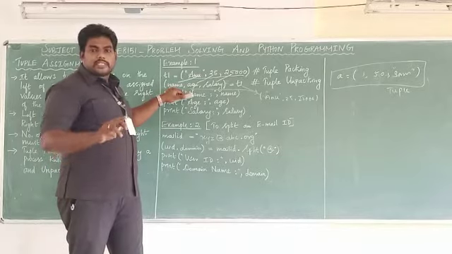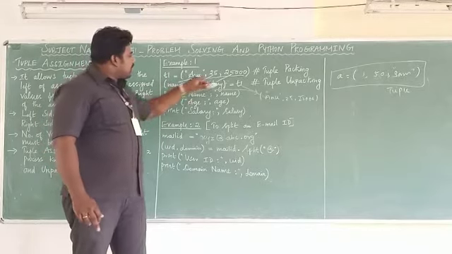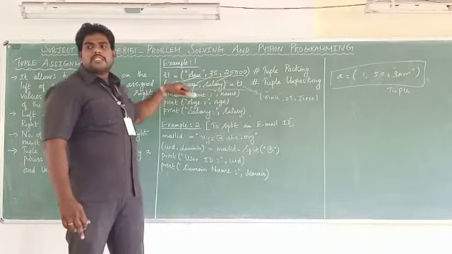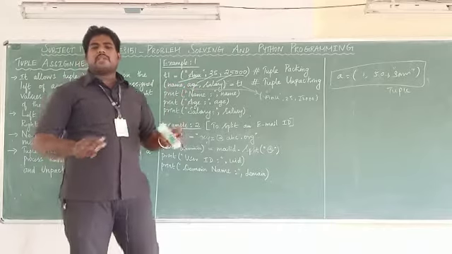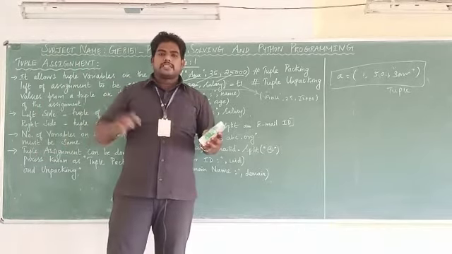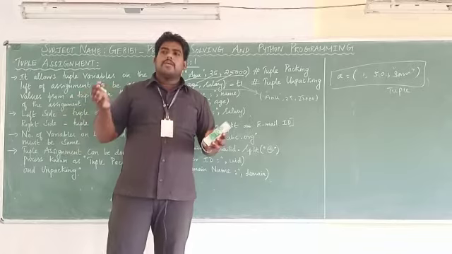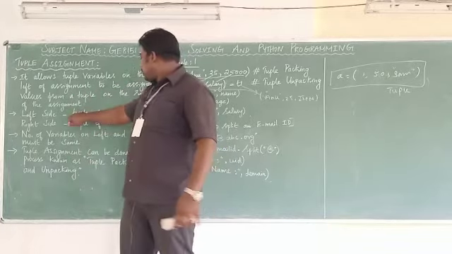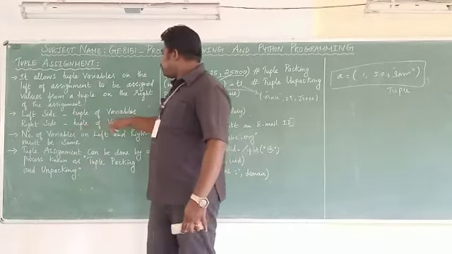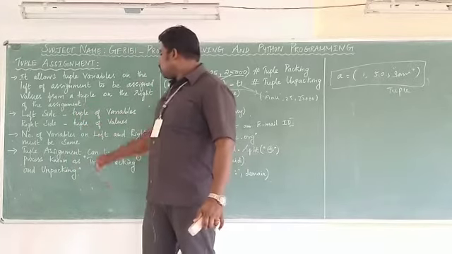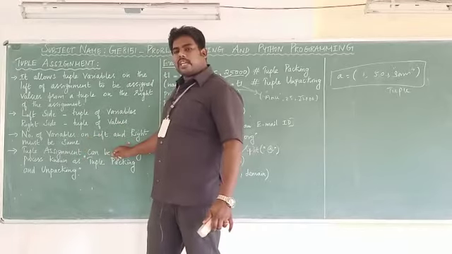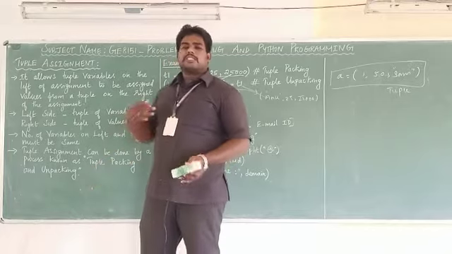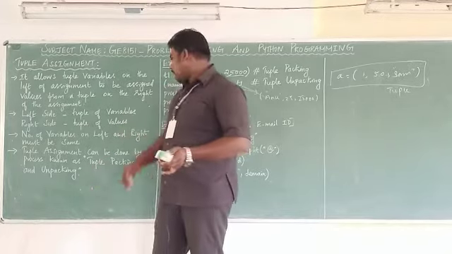At a time, in a single instruction, see here, how many inputs? Three values should be assigned for three variables. So in a single line we can assign more values to more variables with the help of tuple assignment. The left side is the tuple of variables and the right side should be the tuple of values. The number of variables on the left side and the number of values on the right side must be the same. Otherwise it leads to an error of packing and unpacking.